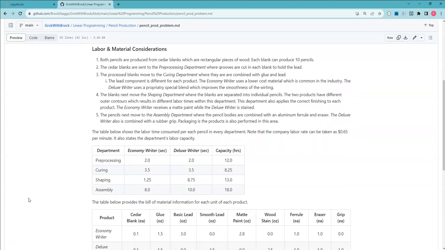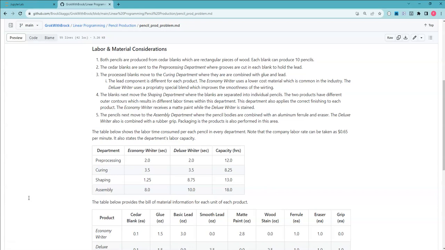First we've got labor constraints here. The production of these pencils happens within 4 different departments. You can see the pre-processing, the curing, the shaping, and the assembly. Each one of those departments has a set number of labor hours that will be its capacity, which is on the far right-hand side here.